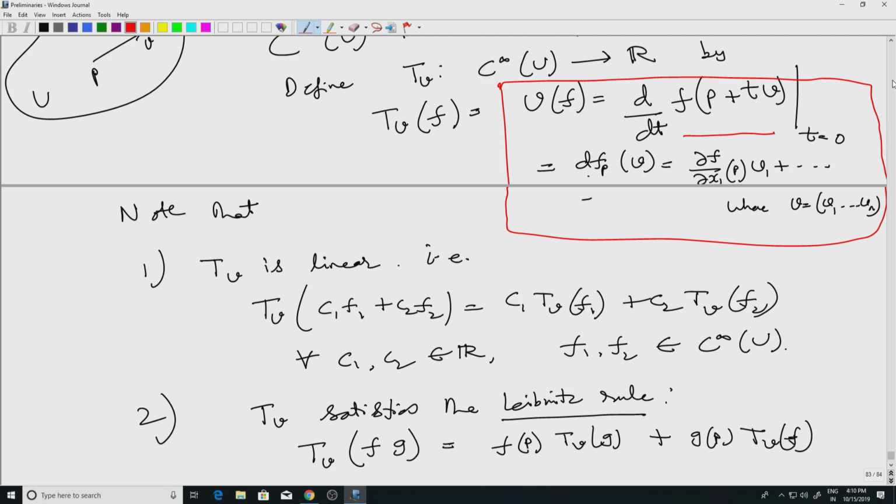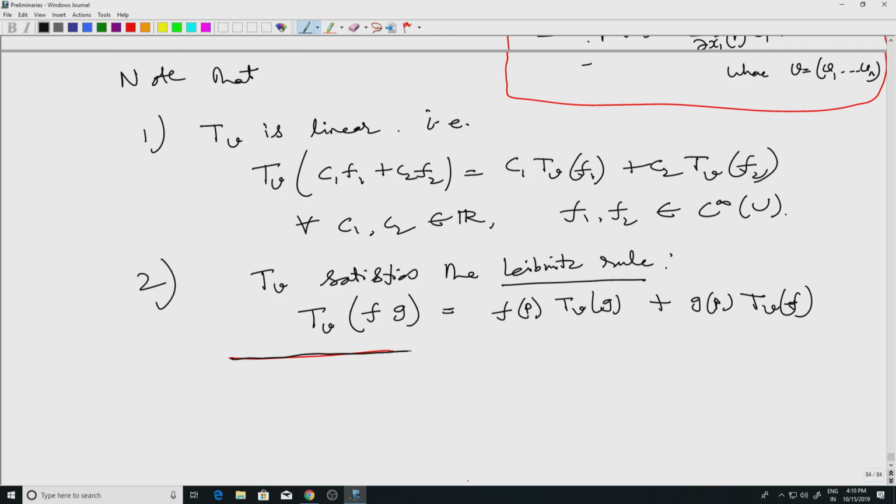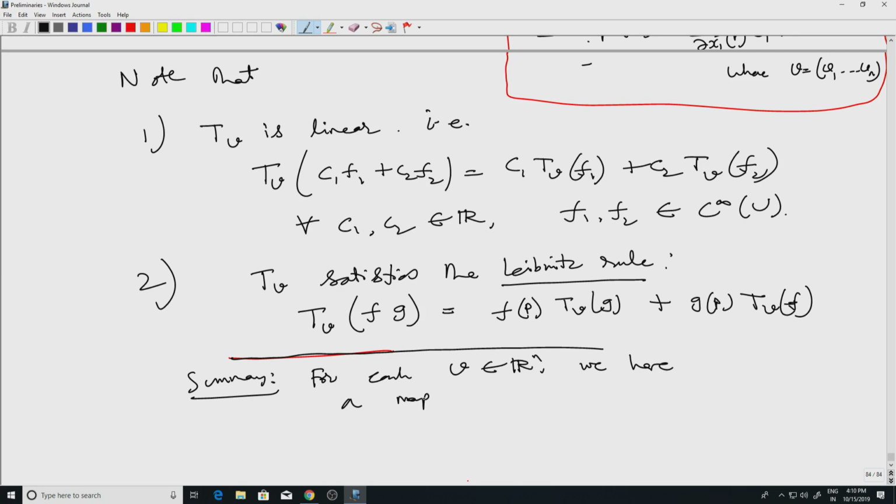So what we have done is, a brief summary: for each V in Rn, we have a map TV from C infinity U to R. All this is happening with the point P fixed.